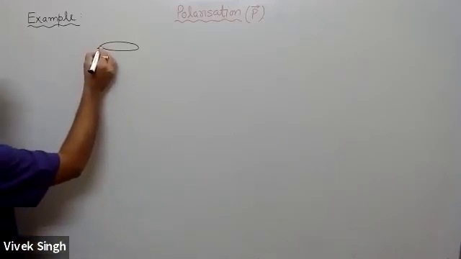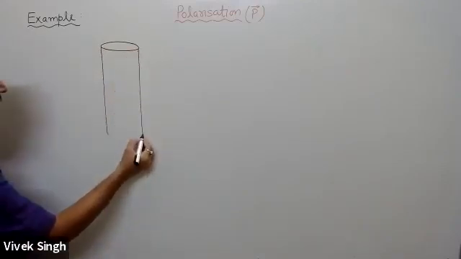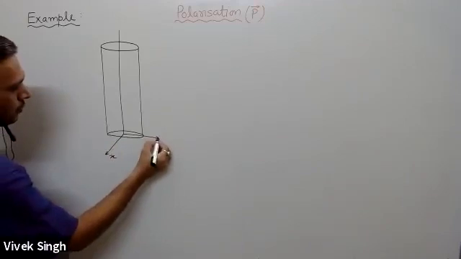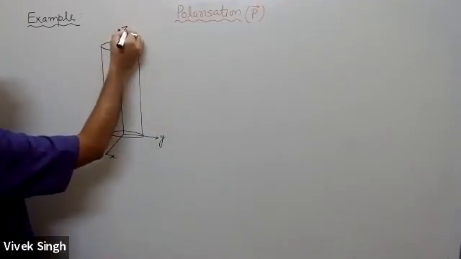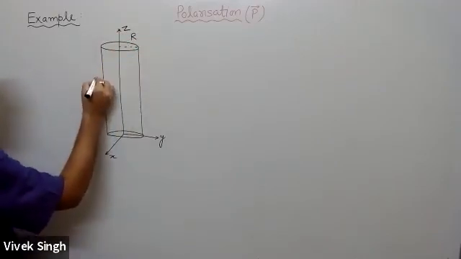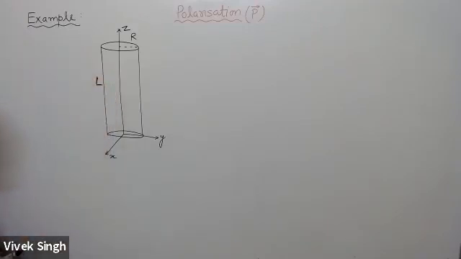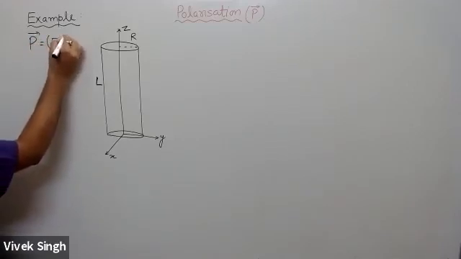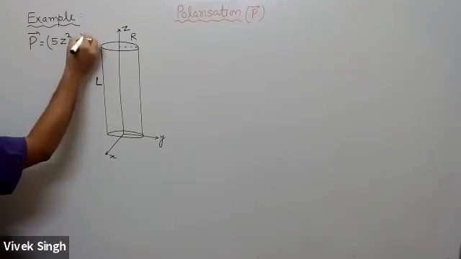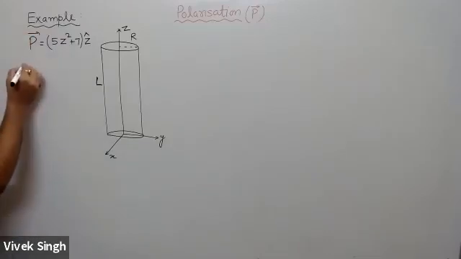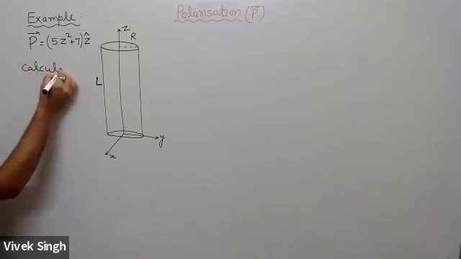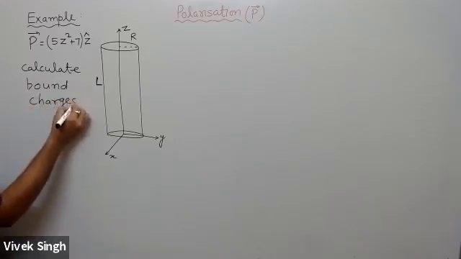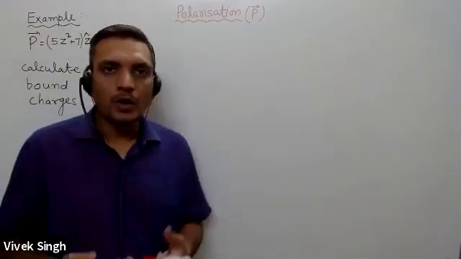Let us consider a polarized dielectric cylinder. It's a polarized dielectric cylinder. Assume this is the XY plane, this is the Z direction, its radius is R and length is L. The polarization P is given by 5Z square plus 7 Z cap. Calculate the bound charges. You have to find all bound charges.